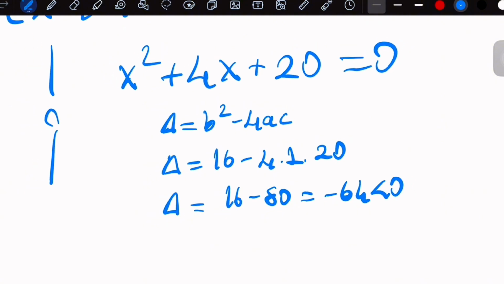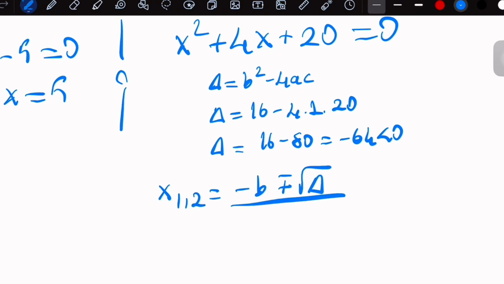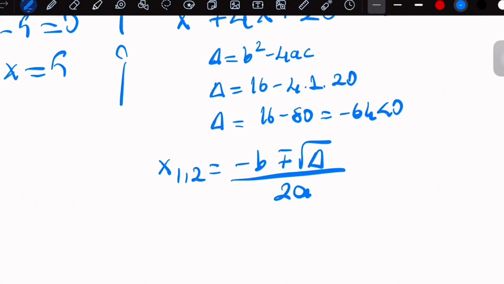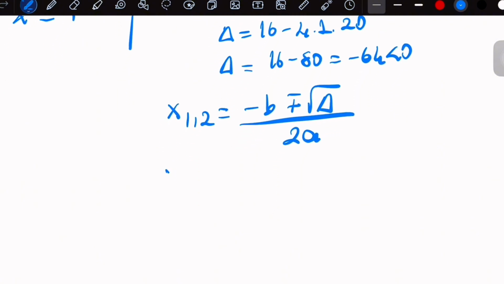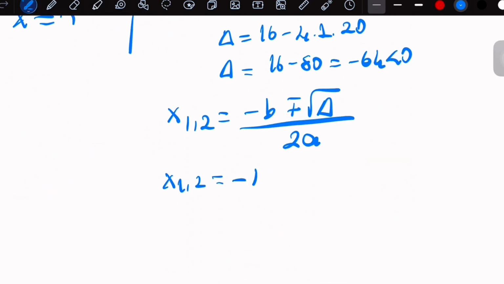So what will our roots be? Complex numbers will come. Then x1,2 equals minus b plus or minus the root of delta, divided by 2a. We could find it with the formula. Then I say x1,2 is equal to, what is the expression we call b here? It's 4, so minus 4 because of the formula, plus or minus the root of 64, over 2 times 1, which will come to 2 from here.